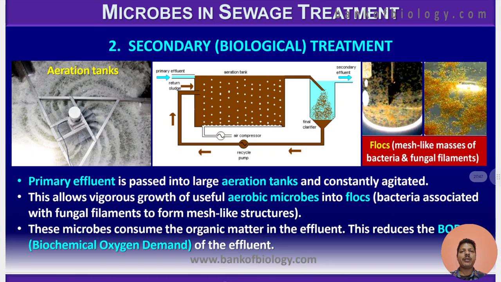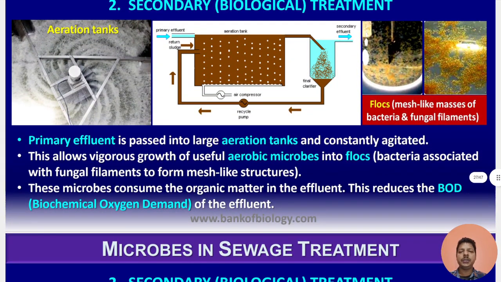Then secondary or biological treatment. Primary effluent is passed into a large aeration tank and constantly agitated. You can see the aeration tank where agitation occurs. This allows vigorous growth of useful aerobic microbes into flocs, bacteria associated with fungal filaments to form mesh-like structures. Here it is mentioned: mesh-like masses of bacteria and fungal filaments are called flocs.